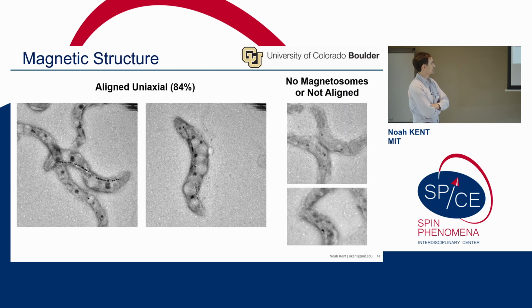So the first thing I did was a bunch of TEM of the bacteria. And the thing I noticed was that most of the bacteria basically had lines of the magnetite nanoparticles going through them. Some of them didn't have any magnetosomes, or they had weird clusters of magnetosomes. But we're going to be talking about what I'm calling aligned uniaxial bacteria, which composed 84% of what I measured in TEM.